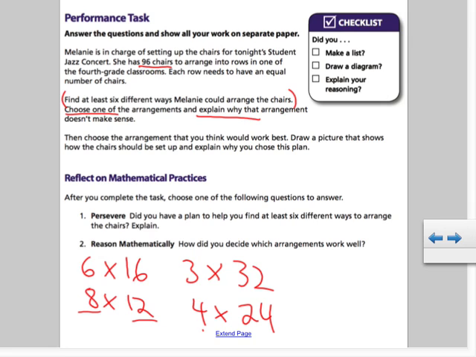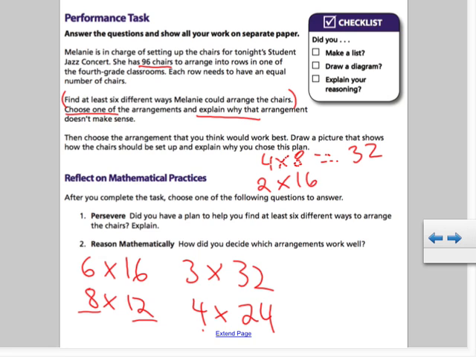Don't believe me that it always works? Let's try a more simple one. Like 4 times 8. Who knows what 4 times 8 is? 32. Now check this out. I'm going to cut the 4 in half, 2, and I'm going to double the 8.